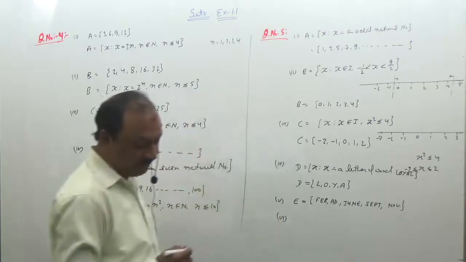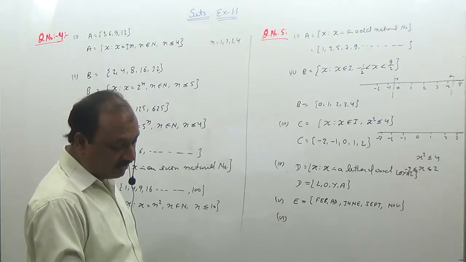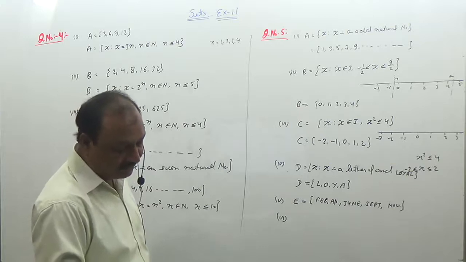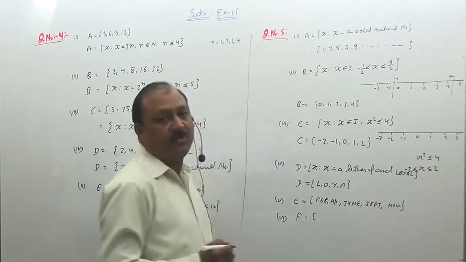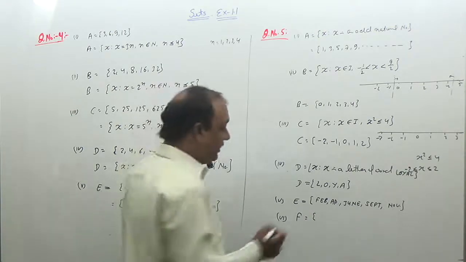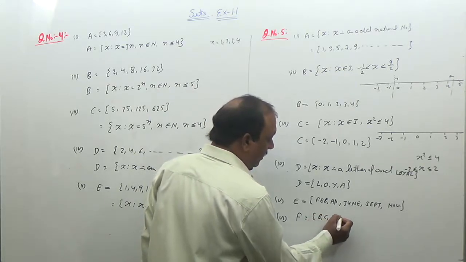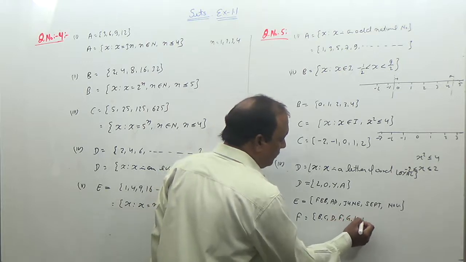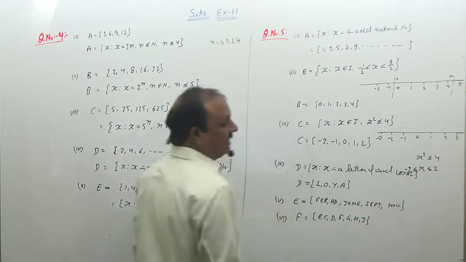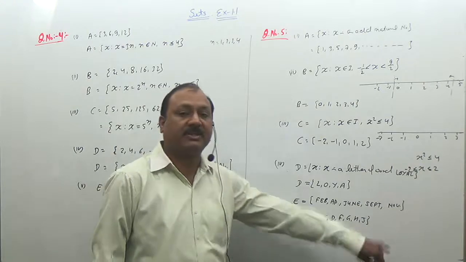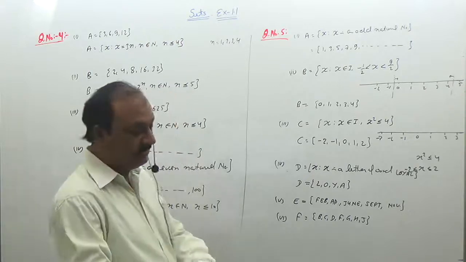And the sixth part is F, a set of the elements X, such that X is a consonant in the English alphabet which precedes K. So F is the set of the consonants which precede K, that is B, C, D, F, G, H, I is the vowel, so J and next comes K. So these are the consonants which precede K. So this one is also the roster form of the given set.